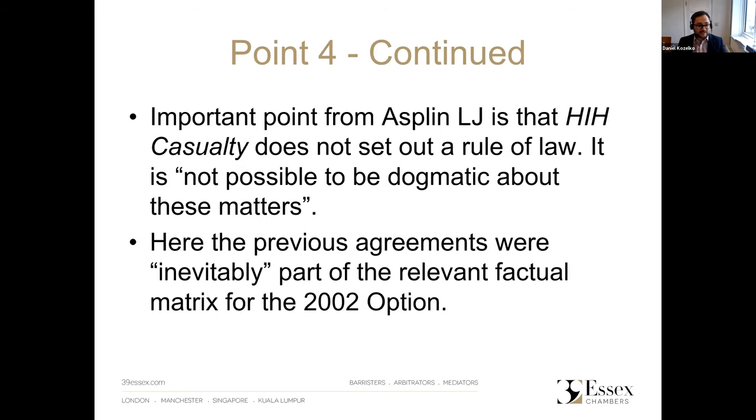Now, Lady Justice Asplin rejected this also. She said that HIH Casualty doesn't set out a strict rule of law. You can't be dogmatic about when you will go back and look at the earlier contracts that have been agreed. And in fact, based on the recital in this case, and it seems relatively clear to me, the recital said it was clarifying, it wasn't a new agreement. And in HIH, it really made clear that it was a new agreement. So this seemed an entirely usual and understandable interpretation of the 2002 option and its recitals.